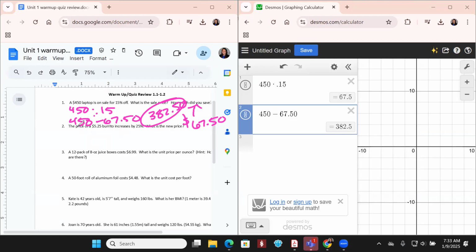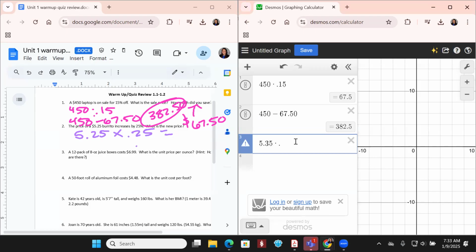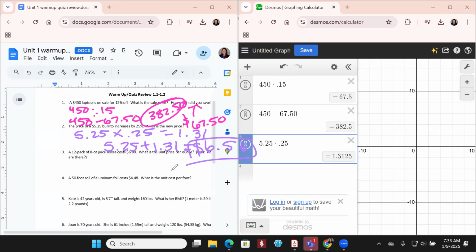All right. So on the next one, it says a $5.25 burrito increases by 25%. What is the new price? So 5.25 times 0.25. We're here in our calculator. There we go. All right, and that's going to give me $1.31 added on to the $5.25. And so when we add that together, we're going to get $6.56. Okay. Question.